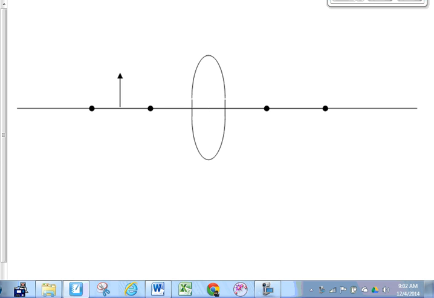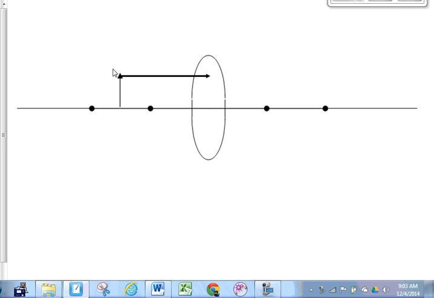The first ray that we're going to draw is that ray that reflects off of the top of the object and goes parallel to the principal axis. Where does that go? Where does it refract? This is really what we're talking about, right, is refraction. Light bends when it goes through this lens because the lens is a different material, causes a change in speed.